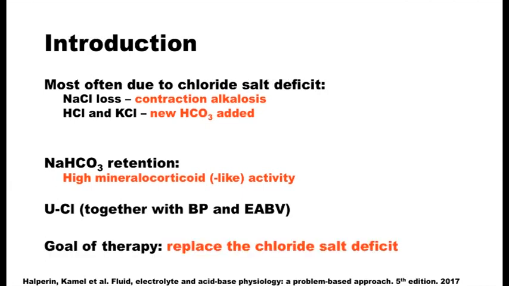And the goal of therapy is to replace the chloride salt deficit. So if it's a contraction alkalosis, you give patients normal saline. If it's hydrochloric acid loss, where the patient has lost potassium chloride in the urine, you replace the potassium chloride. But I'll touch on that again later.